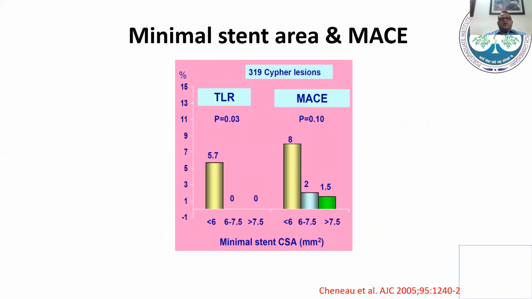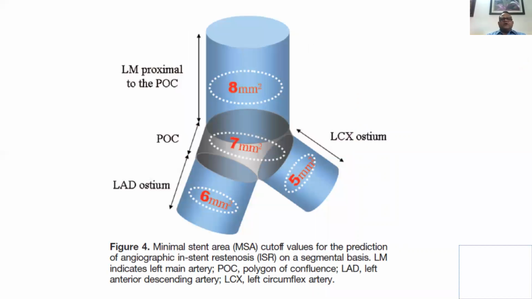In terms of clinical outcome, target lesion revascularization and MACE at follow-up are far better when the area is more than, say, 6 millimeters square compared to less than 6 millimeters square. This is the standard diagram we routinely use during coronary intervention. This is the IVUS guided stent area across the left main bifurcation, and it's the rule of 5, 6, 7, 8 to have a minimal area at various sites, which include ostial LCX, ostial LAD, confluence of the left main, and the left main shaft. This is the minimum area required to have a successful PCI and a good outcome.